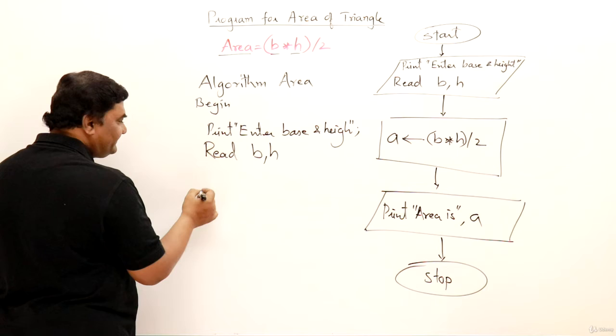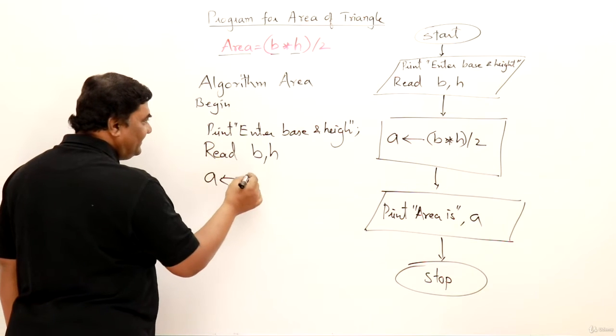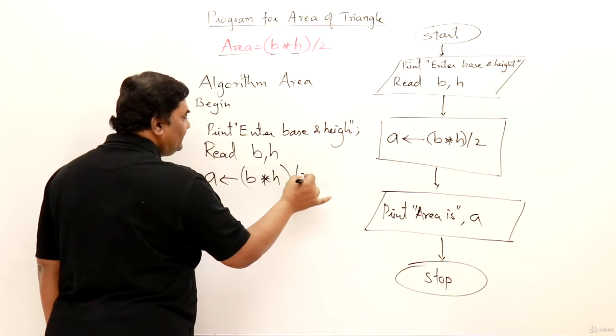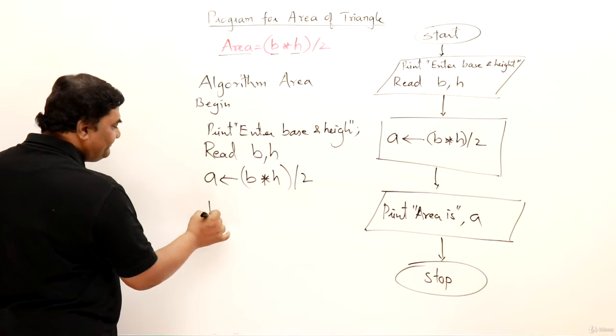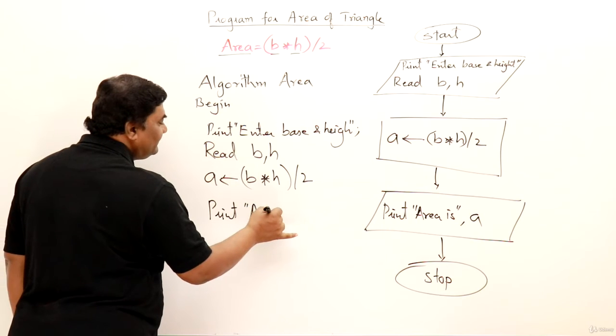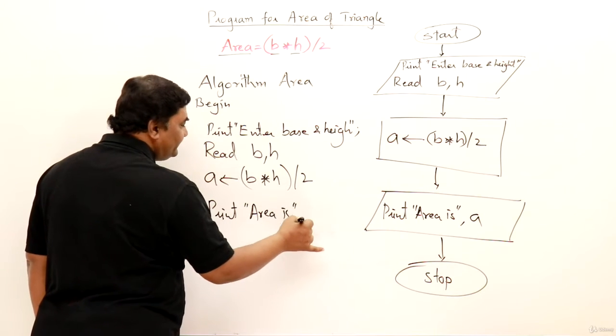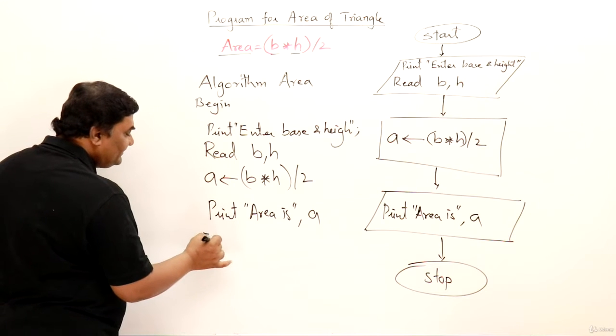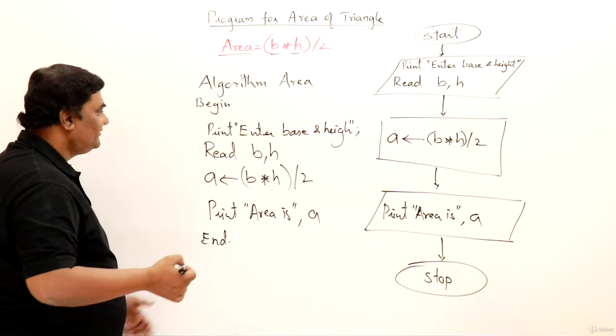These are variables. Then I should calculate area. A assign B into H by 2. Now then I should print the result. Printf area is, so just it is print, right? So print this one, then end of this algorithm.